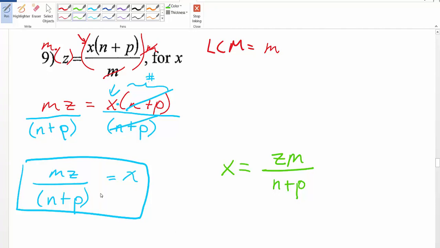So just because you might end up with an equation that looks different than somebody else's, that's totally fine, or at least sometimes it's totally fine, as long as all of your algebra and solving for that variable has been correct. Again, though, that is example 9 from our 0.4 set of notes.